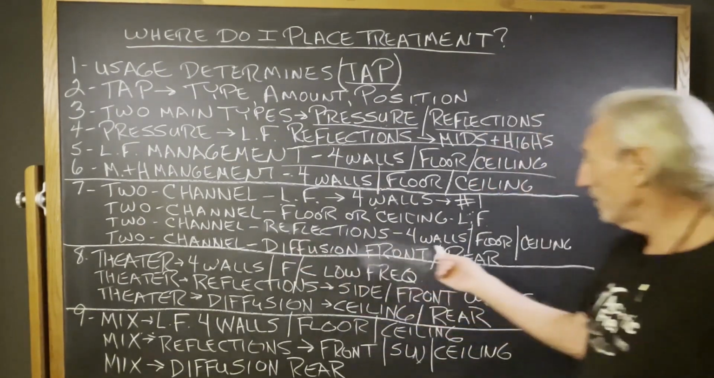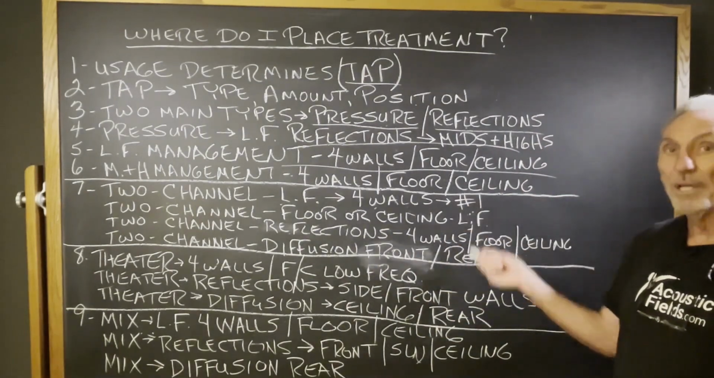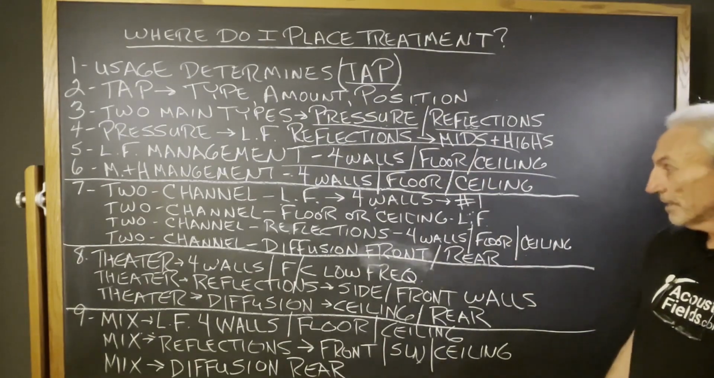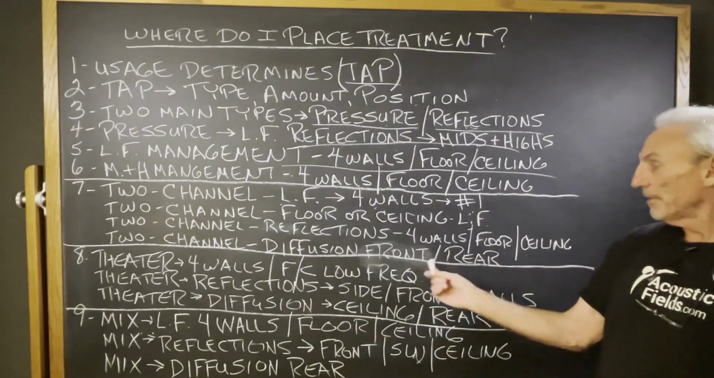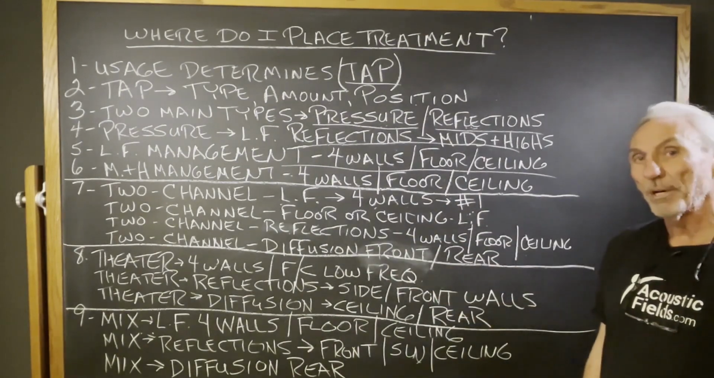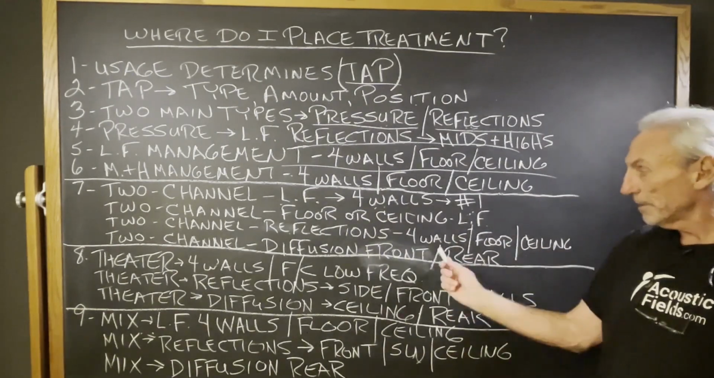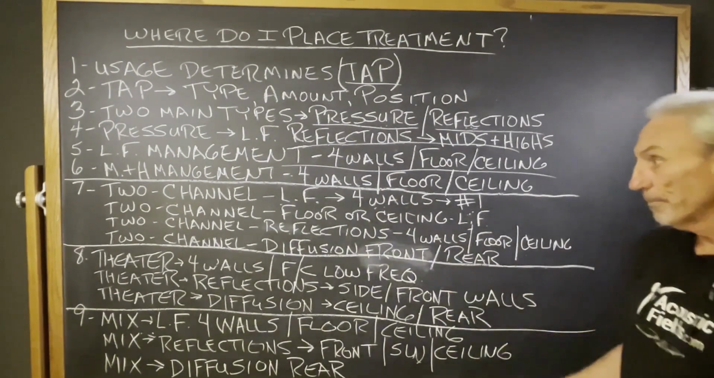2-channel, we have the reflections on the four walls, floor and ceiling. So just like we have pressure, we have the reflections. Remember, pressure and reflections are two things. So there's a hierarchy of treatment. Diffusion is kind of the last thing, front and rear, in a 2-channel room. If you've got all of these other issues resolved and treated correctly, you can bring in diffusion. Diffusion will make your room sound larger, okay?